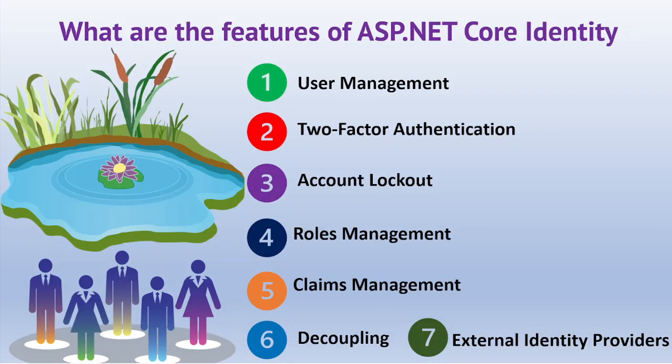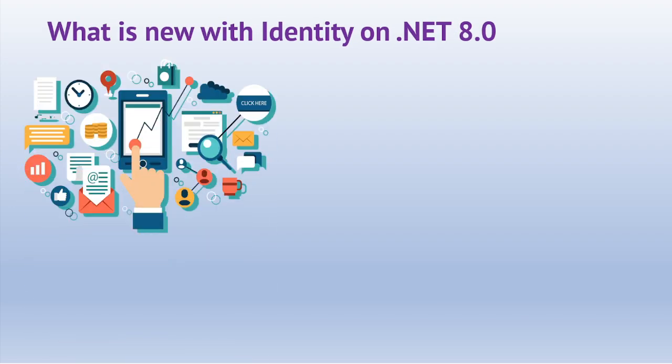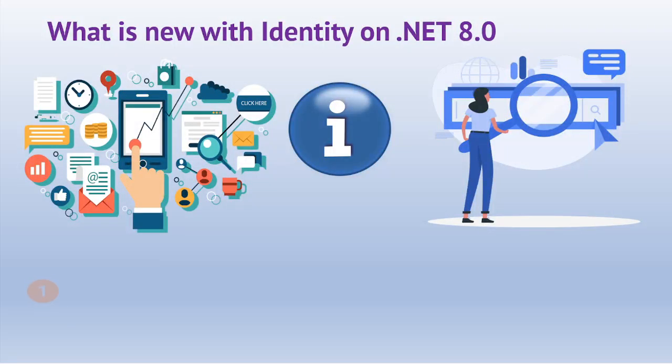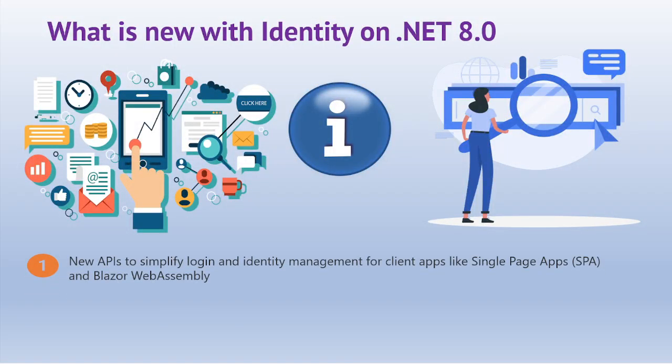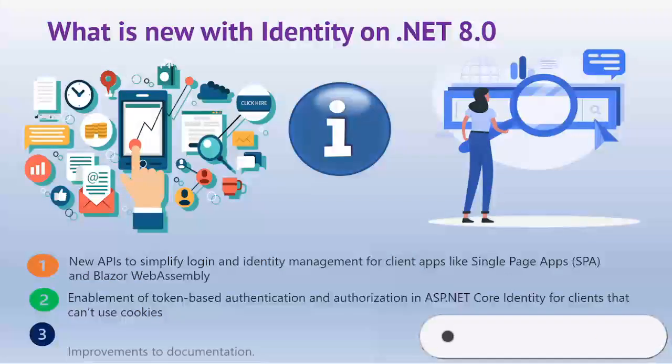The next thing that you need to know is what are some of the new features that have come with identity on .NET 8. In .NET 8, they have made some improvements to ASP.NET Core Identity. One is that they have given us new APIs to simplify login and identity management for client apps like single page applications and even Blazor WebAssembly. They have also enabled token-based authorization and authentication in ASP.NET Core Identity for clients that can't use cookies. They also have some improvements in documentation.